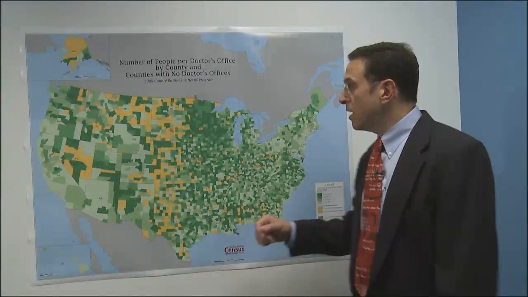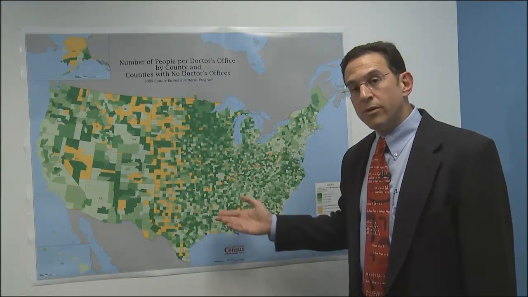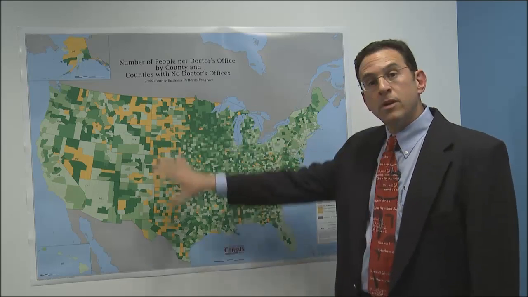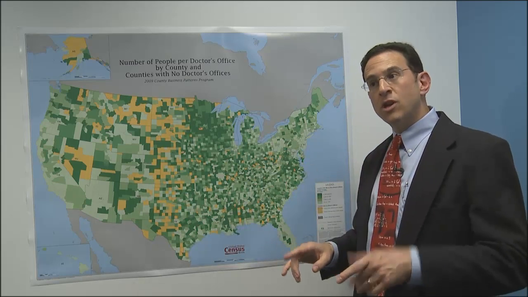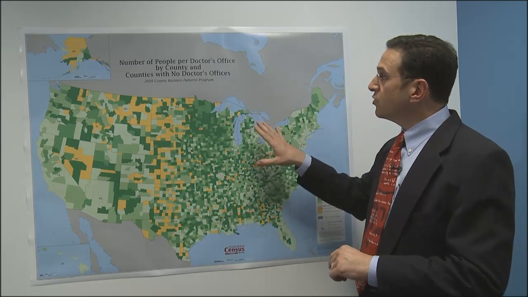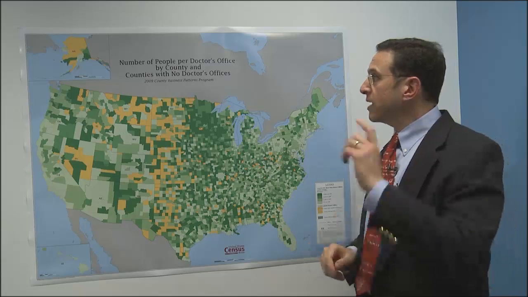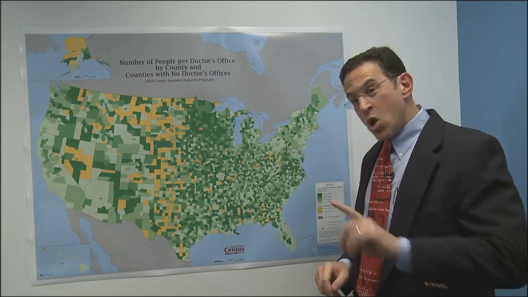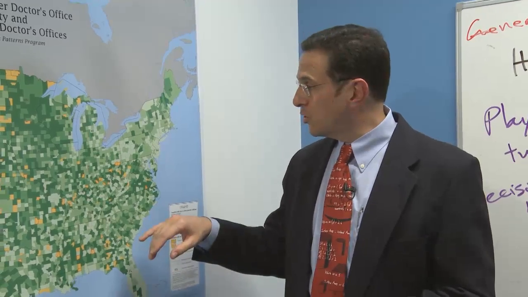For example, using the data from our County Business Patterns program, we can create a map showing where the doctors' offices are in the United States and then relate those to population figures to produce the number of people per doctor's office by county and counties with no doctor's offices. So, for example, I can show you counties in Ohio and Kentucky with a population of over 10,000, but with not a single doctor's office. These are areas which we believe have lower access to health care facilities.